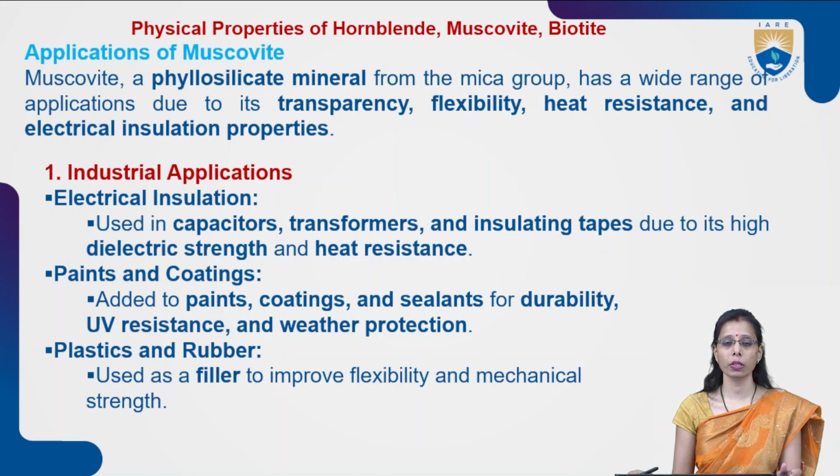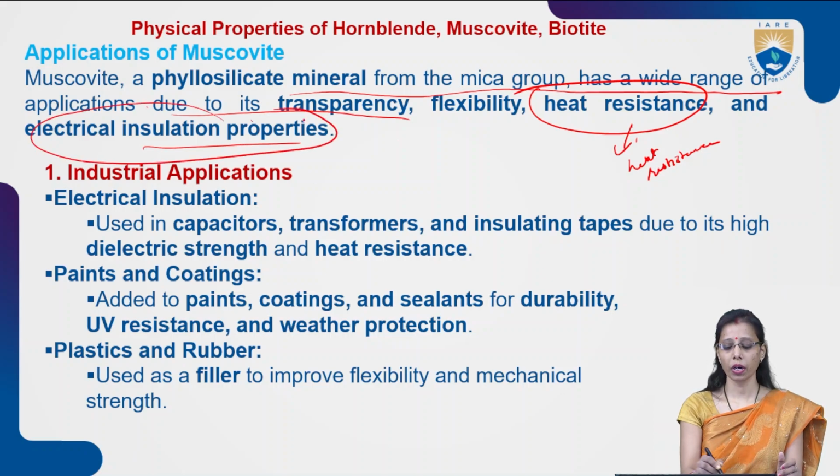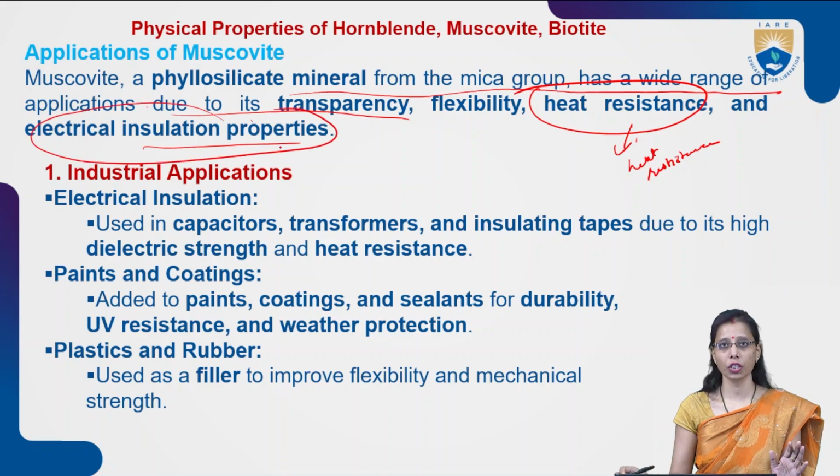So muscovite has huge applications in the industrial field. Muscovite is a phyllosilicate mineral from the mica group, and has a wide range of applications due to its transparency, its flexibility, and basically it's heat resistant. So the most important part here is that it's heat resistant. Heat resistance and electrical insulation properties. It has electrical insulation property. So this is also a very important part here, heat resistance and electrical insulation property.